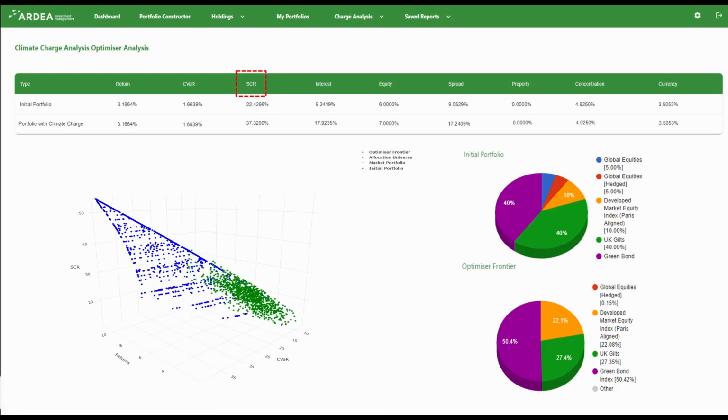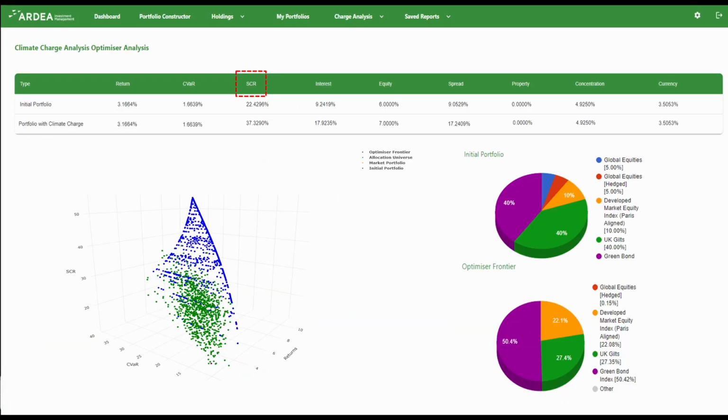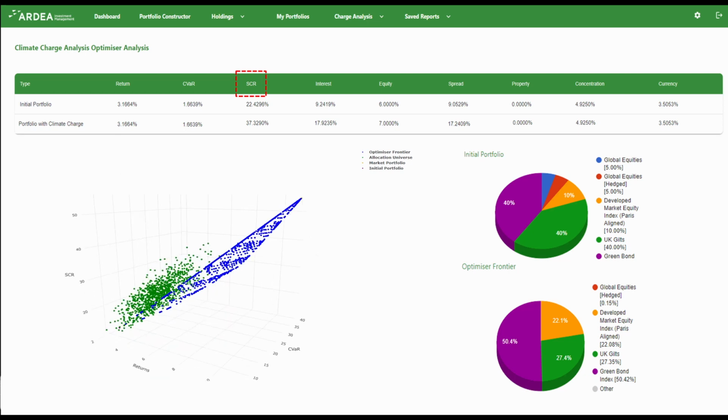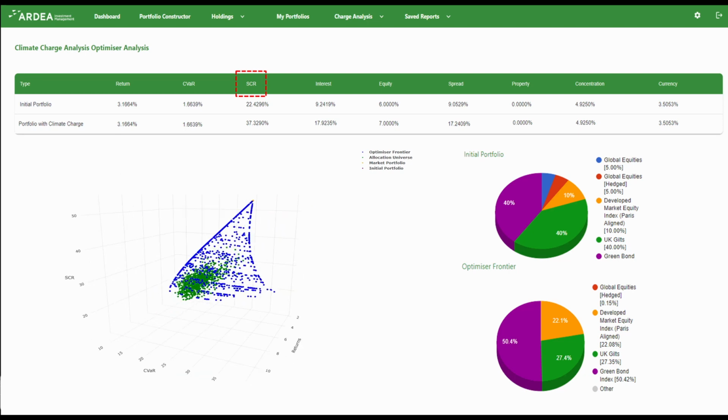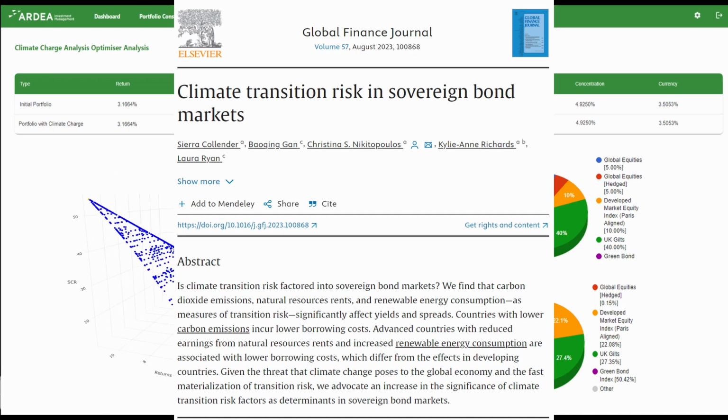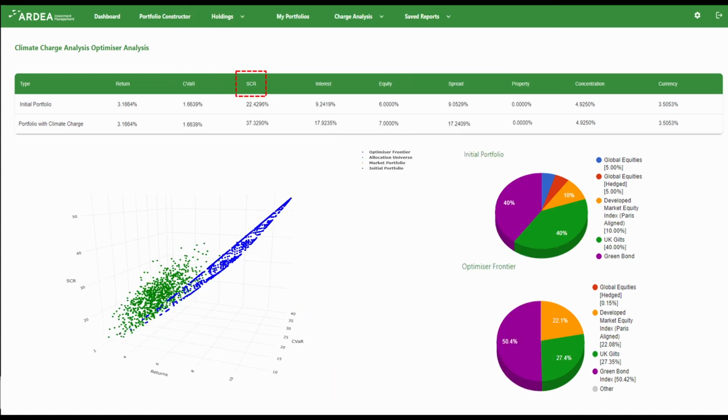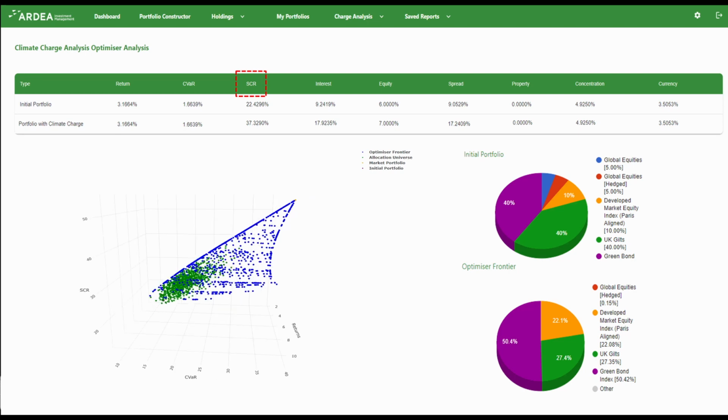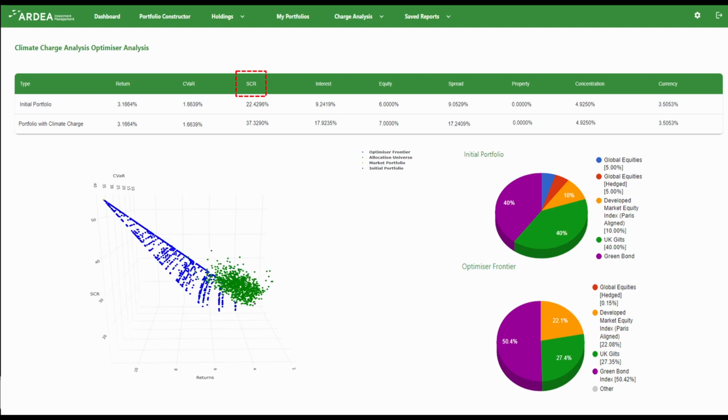Now onto some use cases of the tool. One particular use case which is especially interesting is climate change scenario modeling. We recently published a paper in the Global Finance Journal which shows how climate change transition risk is being priced into government bond yields. We published the paper as part of our academic partnership with the University of Technology, Sydney.